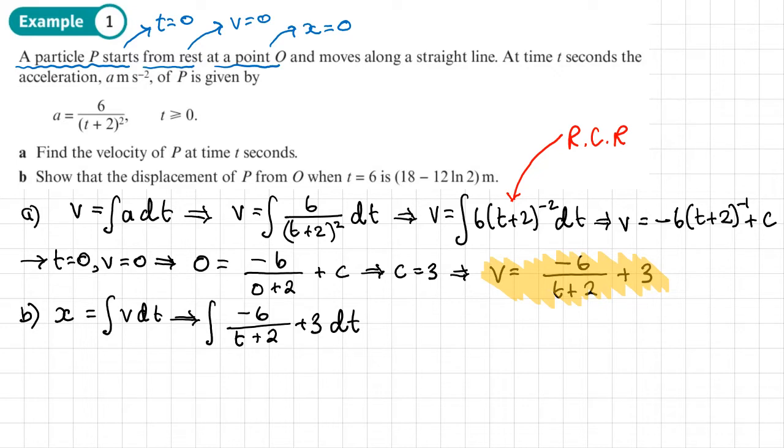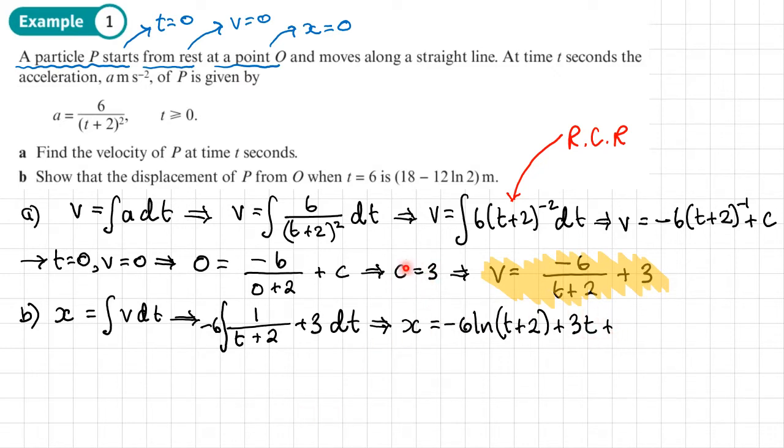Now that might be a bit clearer if I actually put the 1 there and put the -6 here, then you can see clearly, integrating this part is going to be log t plus 2, and then it's going to be times by -6. So we will now have that x is equal to -6 natural log t plus 2. Now I don't need the modulus because t is greater than 0, plus 2, so this is always going to be positive, plus 3 integrated with respect to t, which is just 3t, and then we introduce a constant of integration again.